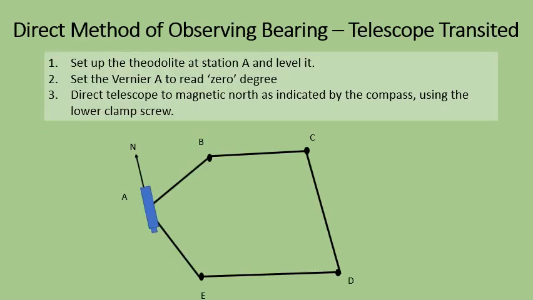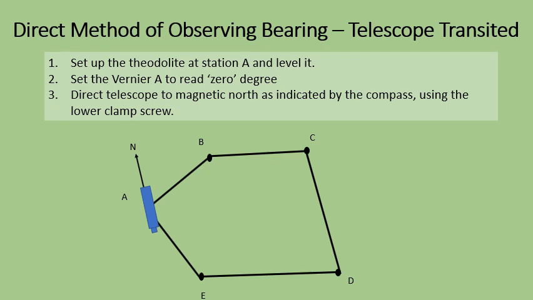That is, if you are provided with a transit theodolite which has a good permanent adjustment. We need to do a traverse survey to measure the plot A, B, C, D, E. A, B, C, D and E are the stations at which we are going to set up our theodolite. I have set the theodolite at station A and done all the permanent and temporary adjustments at station A. Then I have set the vernier A of the theodolite to read 0 degree.